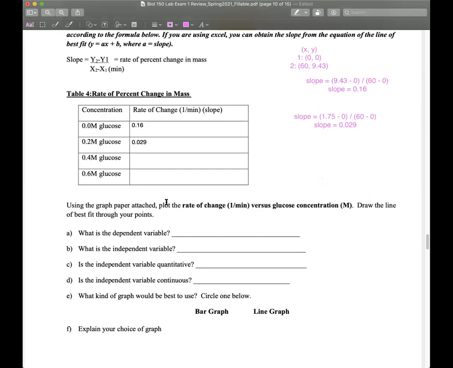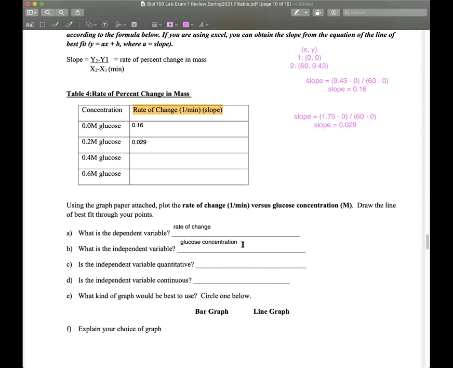All right, so if we wanted to plot the rate of change, which we just calculated up here, the rate of change versus glucose, how would we do that? What would be on the y-axis as our dependent variable? The rate of change depends on the glucose concentration. Yes. So the rate of change would be the dependent and the glucose concentration would be the independent variable. Exactly. How quickly that potato loses or gains water is going to depend on how concentrated that solution is, how hypertonic or hypotonic it is.